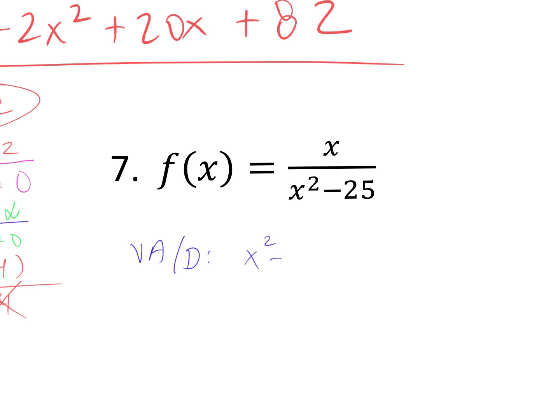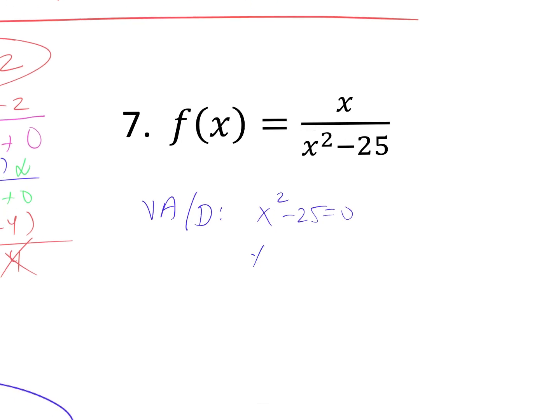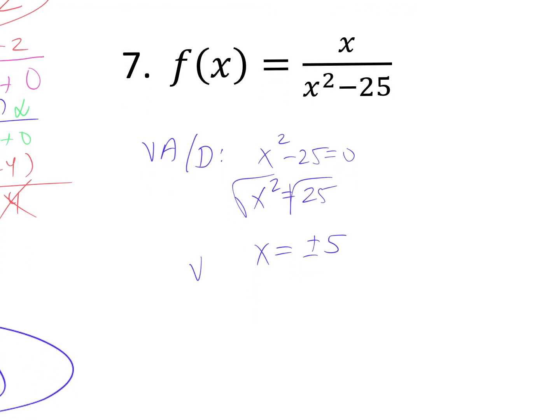X squared minus 25 equals 0. So x squared equals 25. Take the square root. X equals plus or minus what? 5. That's your vertical asymptotes. There's 2 of them.